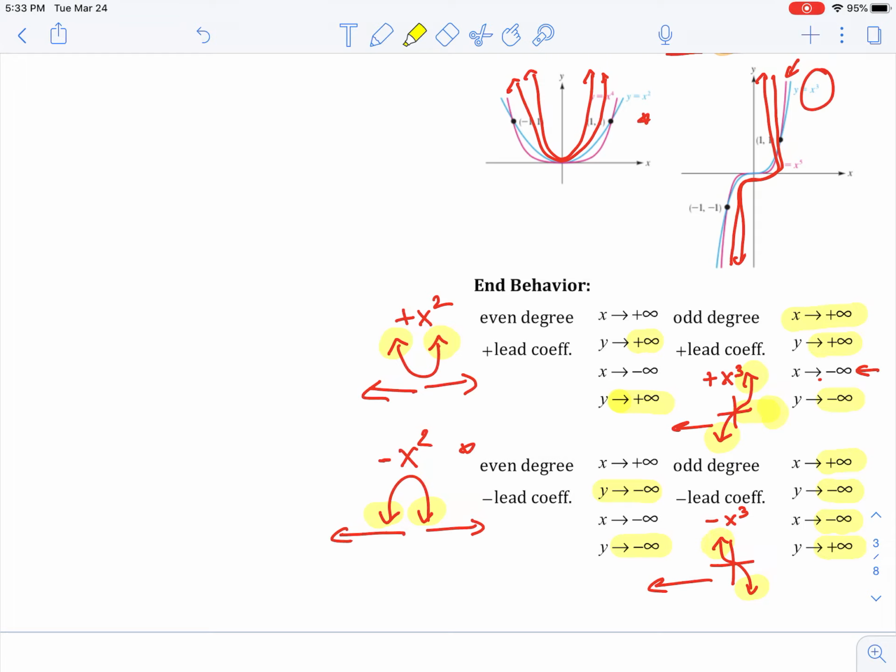So by the general idea of our graph, whether it is a positive x squared or a negative x squared or a positive x cubed or a negative x cubed, we know what the ends of our graph are going to look like, the behavior of the ends of those graphs, because of the general shape of x squared and x cubed, positive and negative x squareds and x cubeds.